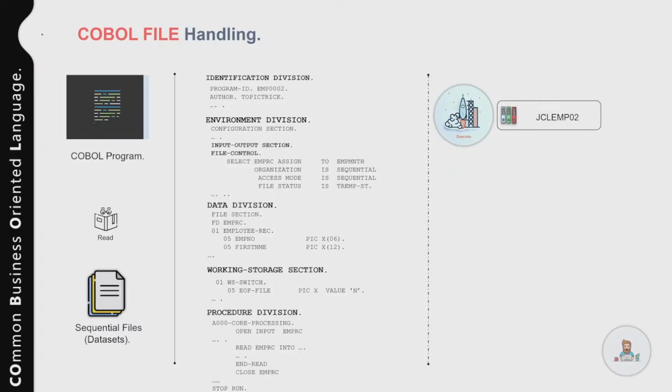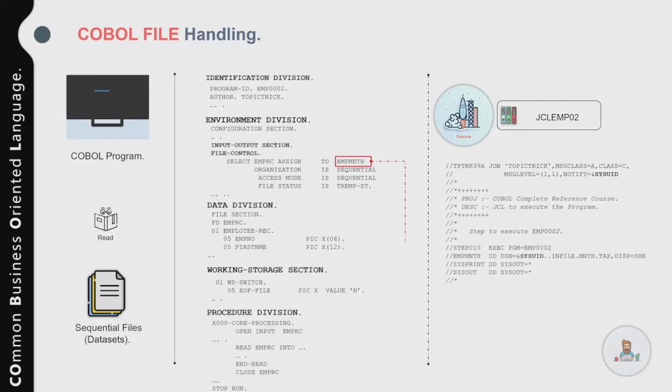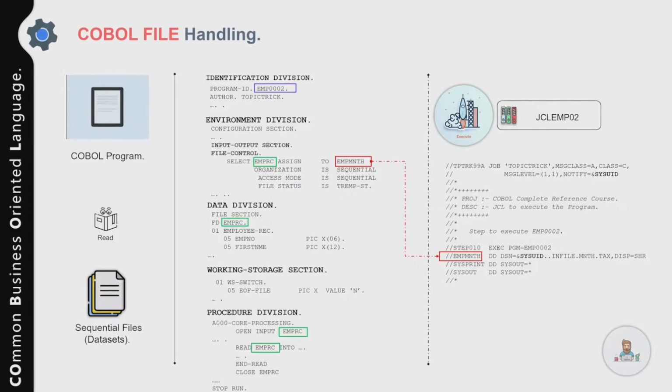Then you have the working storage section, which is generally used to specify the variables that you will be using in your COBOL program. After that, we have the procedure division, which is used to specify the business logic. If you notice the procedure division, we have a paragraph called A000-core-processing. The file that we specified in our file control section and the layout that we specified in the data division are processed in this particular section.